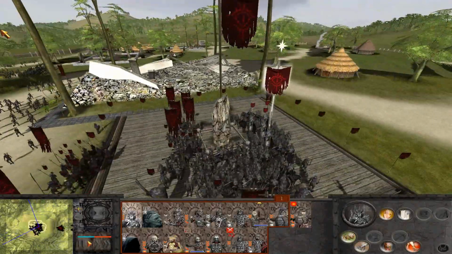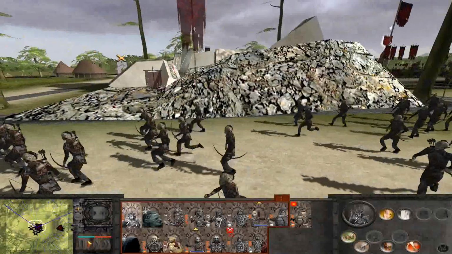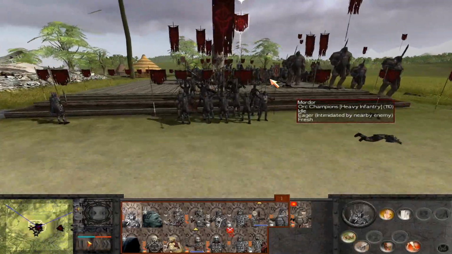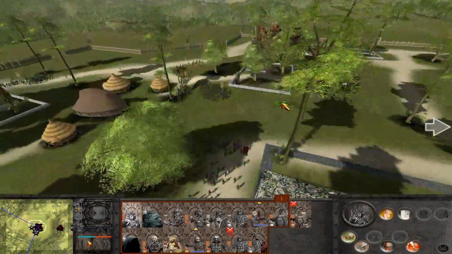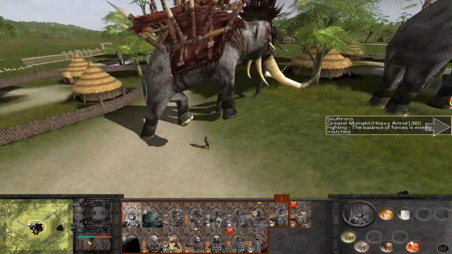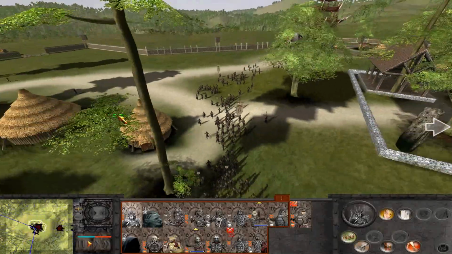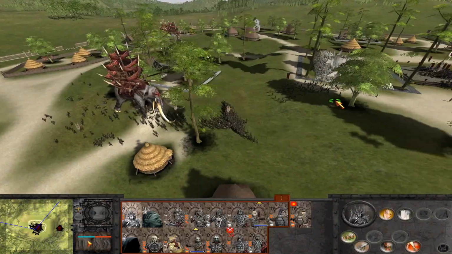For some reason the trolls and other giants crash on Windows 10, both Rome Total War and on Medieval 2, but on Windows 7 they work fine. Some of the Medieval 2 giants crash on Windows 7 as well. The Rome Total War giants work fine on Windows 7.